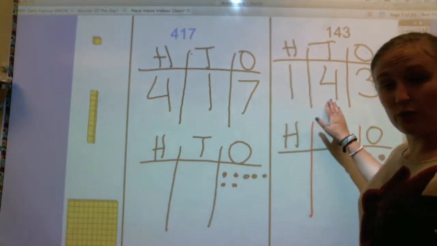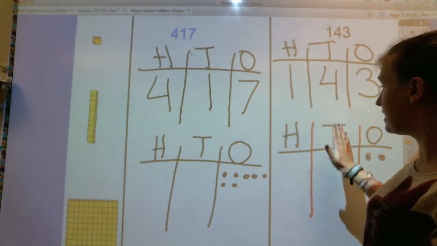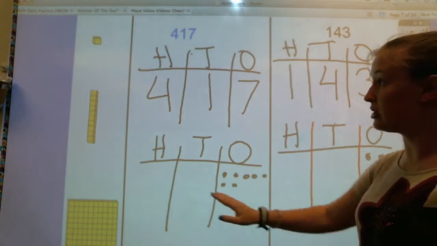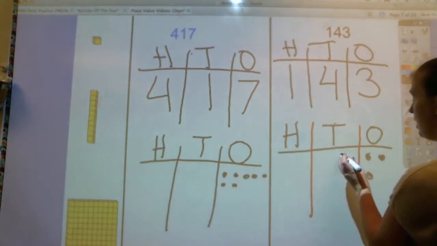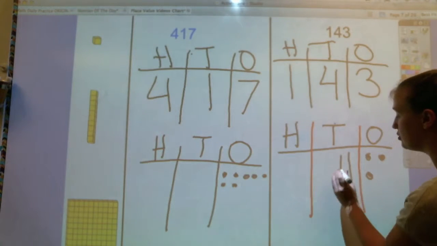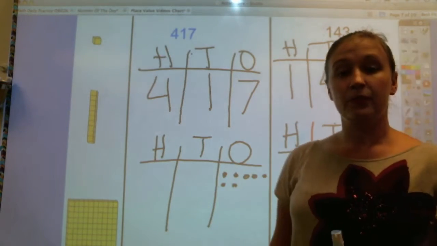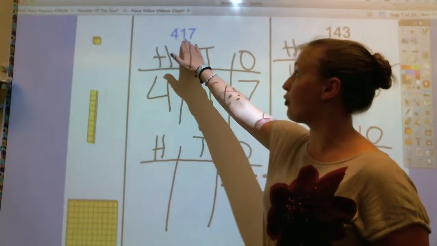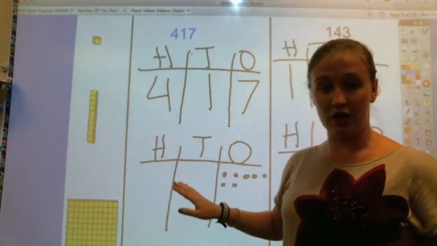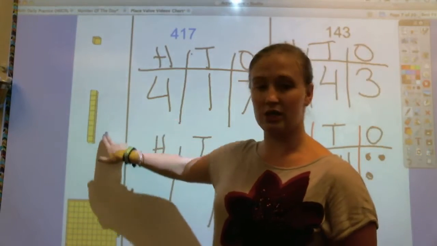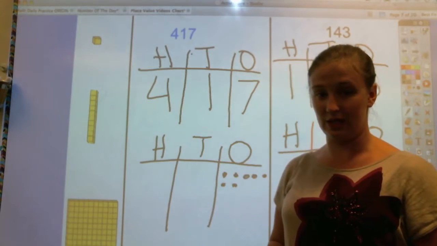My number, 143, has 4 tens. So in my tens place, they need to match. So I'm going to use my longs for my tens place. I need 1, 2, 3, 4. 4 longs. Now on your number, you have 417. How many tens do you have? Pause the video while you draw the model of your tens in the tens place. Start the video again when you're ready to continue.